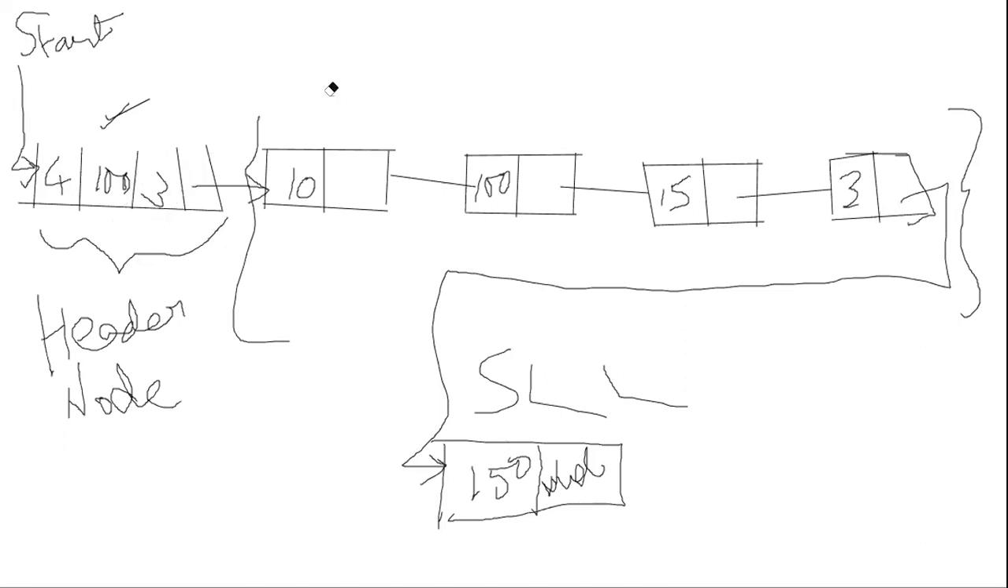When you are updating your linked list, the data present in this header node has to be updated or not? Instead of 4, it has to be updated as what? 5. Instead of maximum 100, it has to be updated to 150. So when you are using a header node, issues will come if you are not handling this. Clear now? Somebody asked.